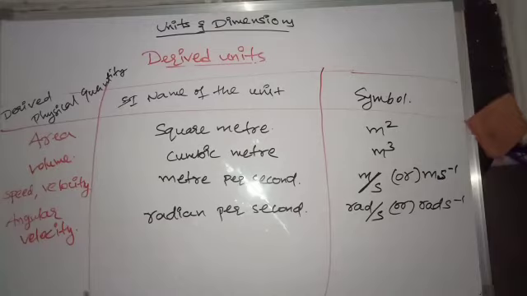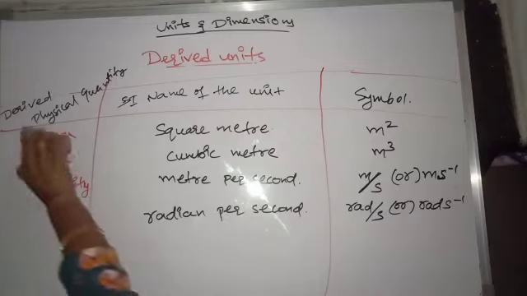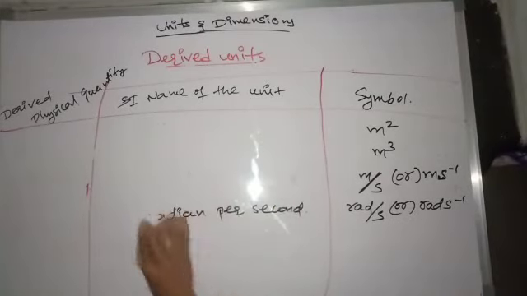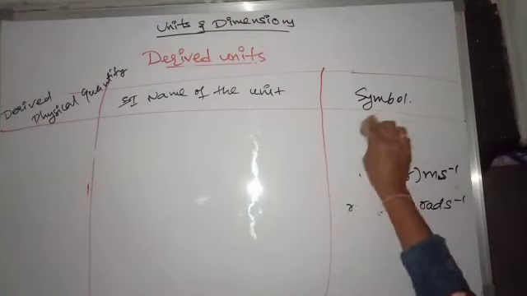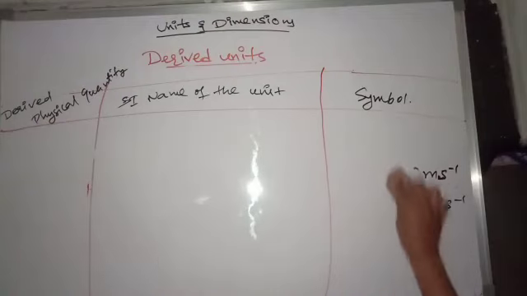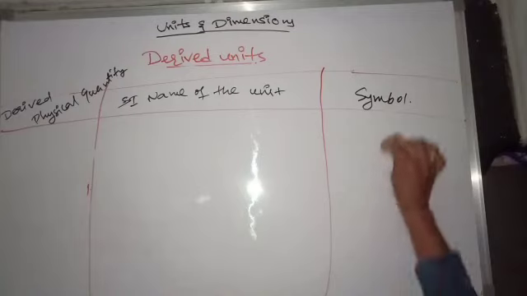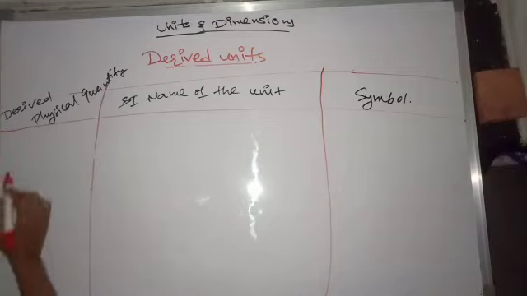And next one is wave number. Shall I erase this? I will erase this. You just copy by pausing the video. We know that we have 7 fundamental physical quantities. Including those 7 fundamental physical quantities, we have 2 more physical quantities. I will explain about them at the ending of this video. And one more is wave number.